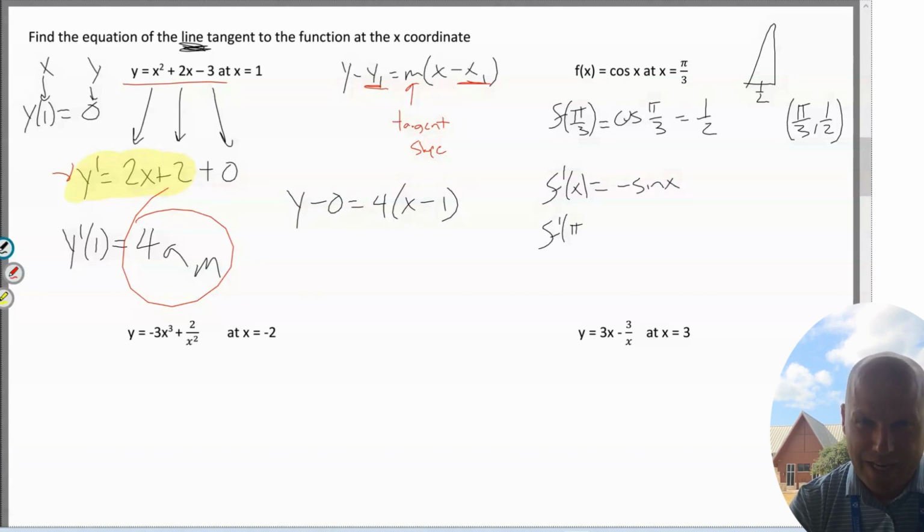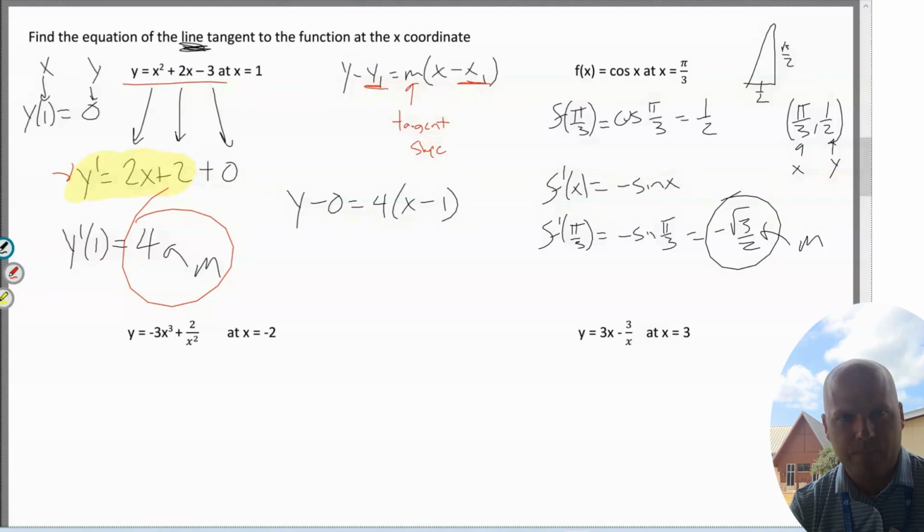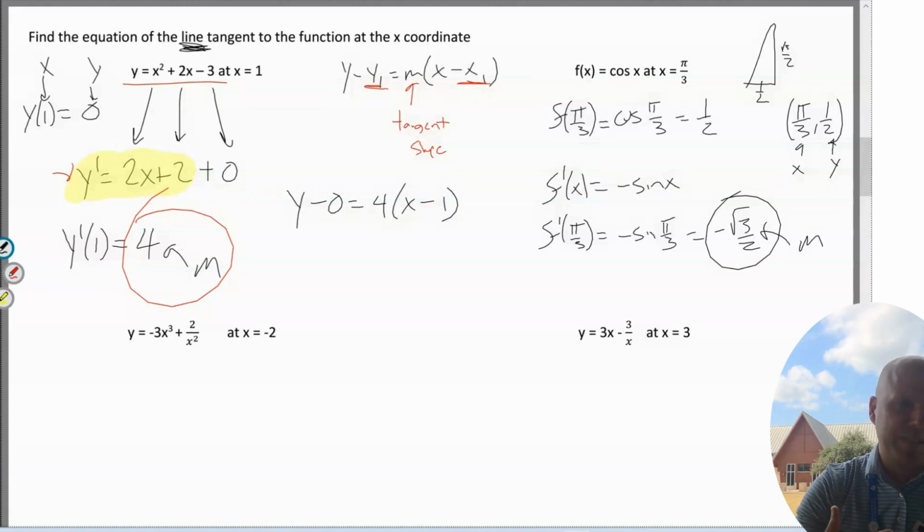Y, it just kind of is what it is for cosine slopes. Now I need the negative sine of pi over 3. Sine of pi over 3 is root 3 over 2, so I need to get negative root 3 over 2. This is an m, this is an x, this is a y. This m has meaning. Cosine is decreasing root 3 over 2 y's per x at x equals pi over 3.